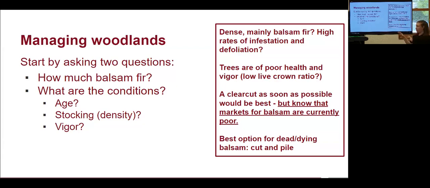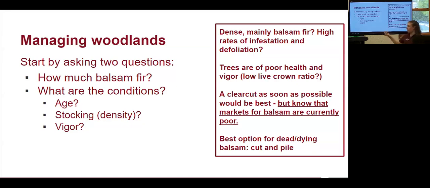And usually for a balsam fir stand in this situation, the best option would be a clear cut, just so you can start fresh and try to get rid of spruce budworm in that stand as quickly as possible. But I do need to say that unfortunately, the current market for balsam fir up in this part of the state is pretty poor, just due to changes in how much balsam fir local mills are accepting. So they are accepting less balsam than they have in the past, which means there's less demand. And so the market for balsam fir is currently poor.